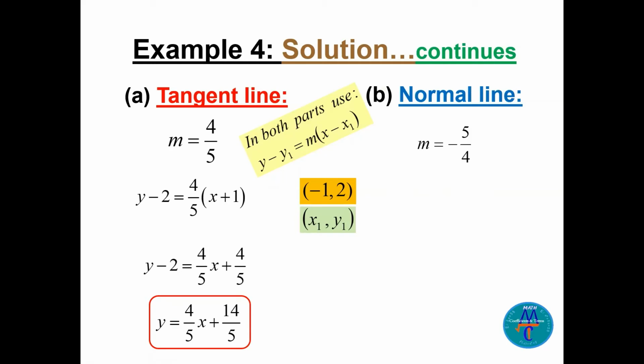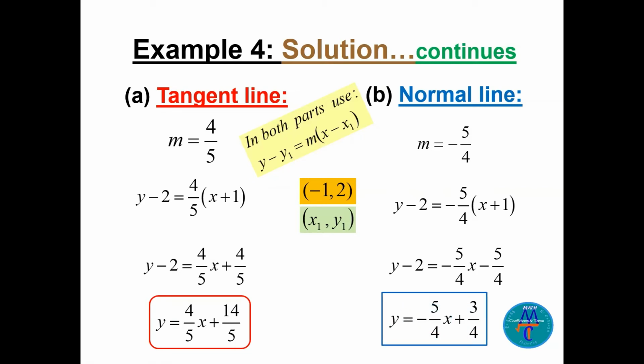Now the normal line, the slope will be minus 5/4 because the product of the slopes is -1. So use the same equation, y minus y1 is equal to m times (x minus x1), the same point, but the slope is -5/4. So we get the equation of the normal line.